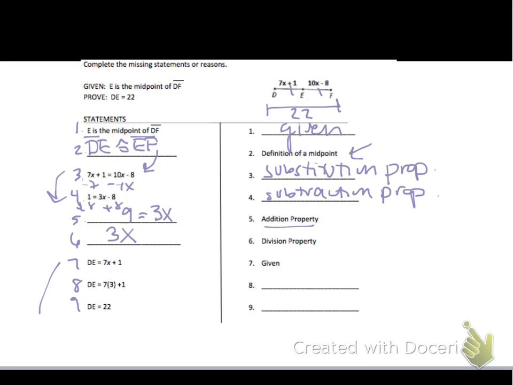Okay, number 7, I'm saying that DE equals 7x plus 1, because that is given right here, DE equals 7x plus 1. So if I put, oops, that should be 3 equals x, sorry. So if I substitute 3 in for x, we're replacing something, so substitution property. And then I get 21 plus 1, and I have to add to get 22, so addition property.